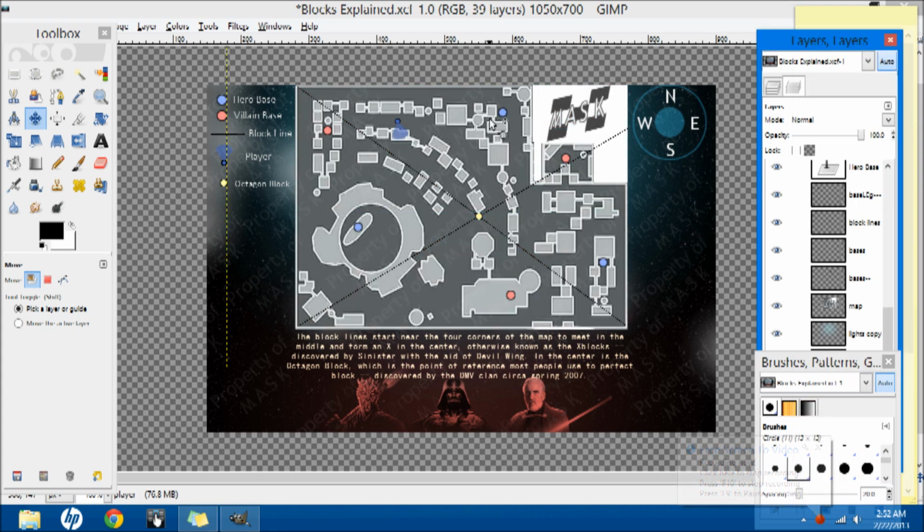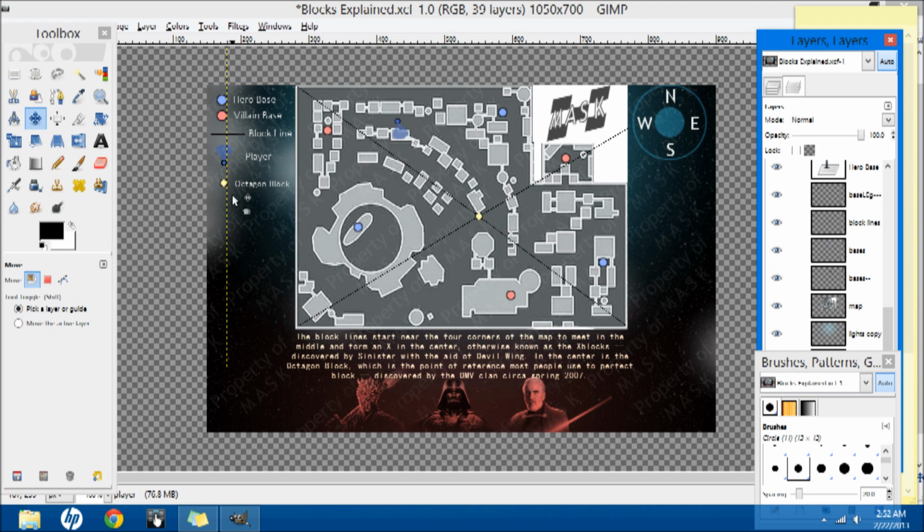No, this is a map of Mos Eisley. Now, the yellow base, you see the blue, the red, the villain, and the black lines here. This is the player. He is here. Don't know why he's there.